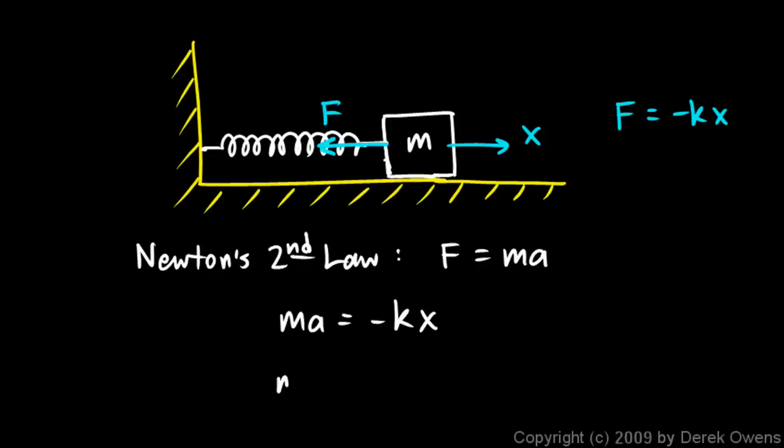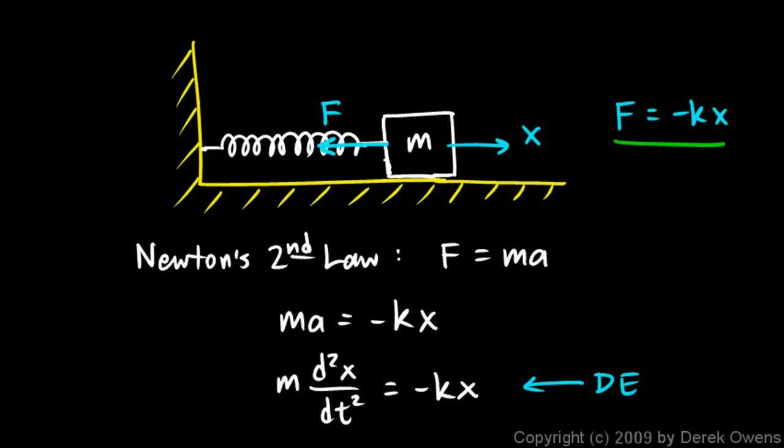So I can write this. I can write m times the second derivative of x, d squared x dt squared, equals negative kx. And look at this. Here's x, and here's the derivative of x. Actually, the second derivative of x. But we have x and its derivative showing up in this equation. This is a differential equation. And it shows up naturally from our understanding of physics. In this case, the physics involving the force in a spring and Newton's second law.